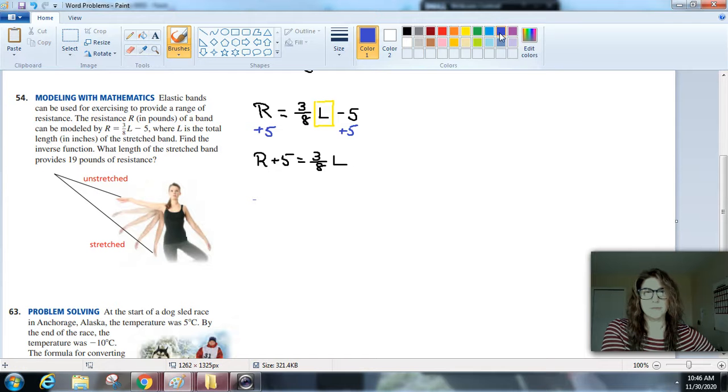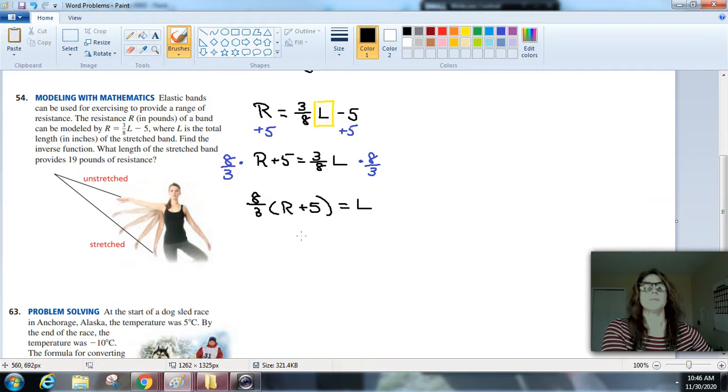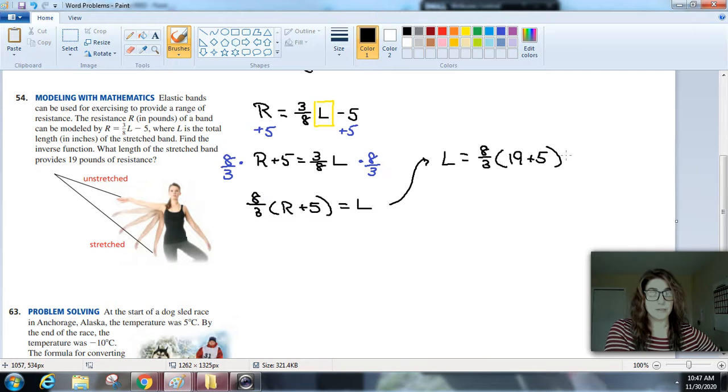And then to get rid of the 3/8, you're going to multiply by the fraction's reciprocal. Now it's up to you. You can distribute that 8/3 into it, or you could simply just leave it as 8 times that product. That might be easier for some people. And there's my L function. Now, if they ask us, what's the length, L, of a 19-pound resistance? Well, I can then use this equation really easily, put it in my calculator, and it comes out to 64 inches.